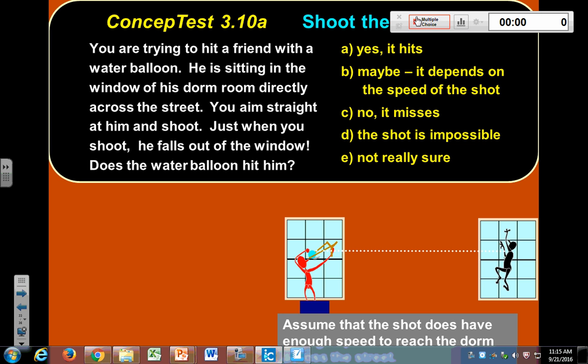All right, you're trying to hit a friend with a water balloon. He is sitting in the window of his dorm room directly across the street. You aim straight at him and shoot. He falls out of the window. Does the water balloon hit? So you aim straight across. A straight line across. But then just as you shoot, he falls. So what happens? Does it hit? Does it maybe hit? Does it miss? Is it impossible? Or you're not really sure?